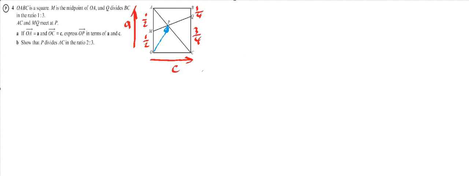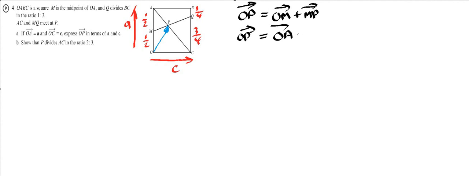Well, if I want to go from O to P, how can I get there? I can go from O to M, and then I can go from M to P. That's one way of doing it. I could also go from O to A, and then from A to P. Now both of these rely on the diagonals. So let's have a look.